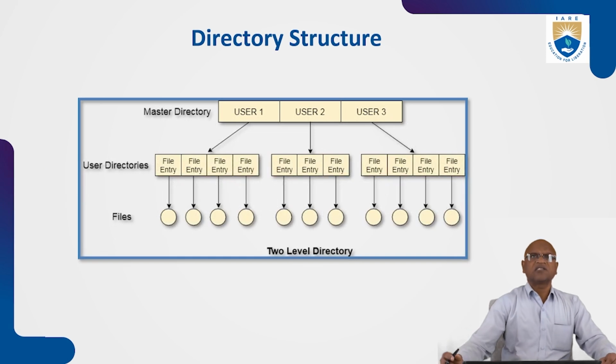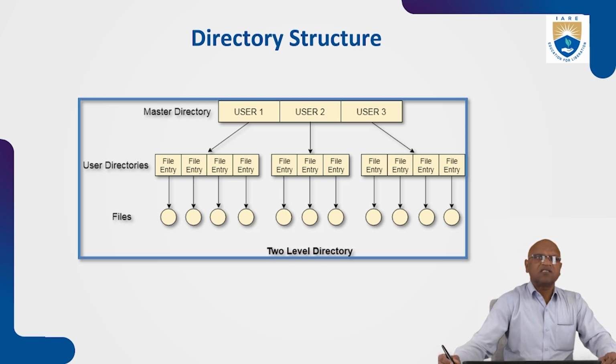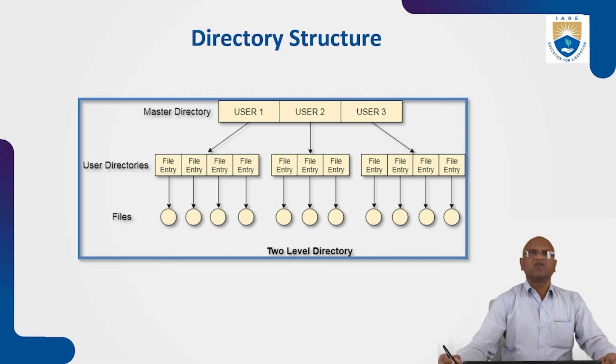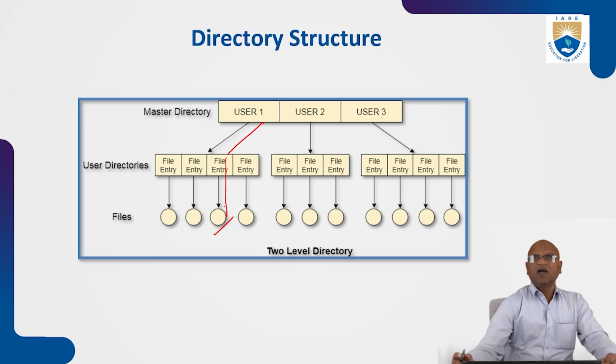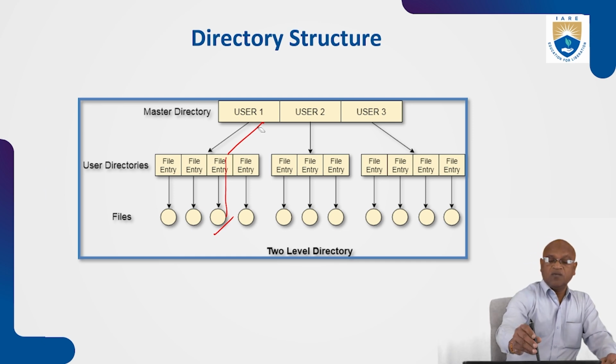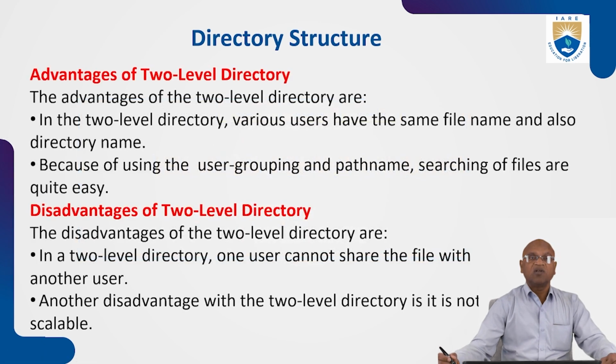If you look at this one, this is a two-level directory. The master directory is there, user 1, user 2, user 3, and user 1's directories. This is the file saved here. The files will be saved under one user, like this. So this is one path. If we want to find the path for this one, we will come like this and like this. This is the path.